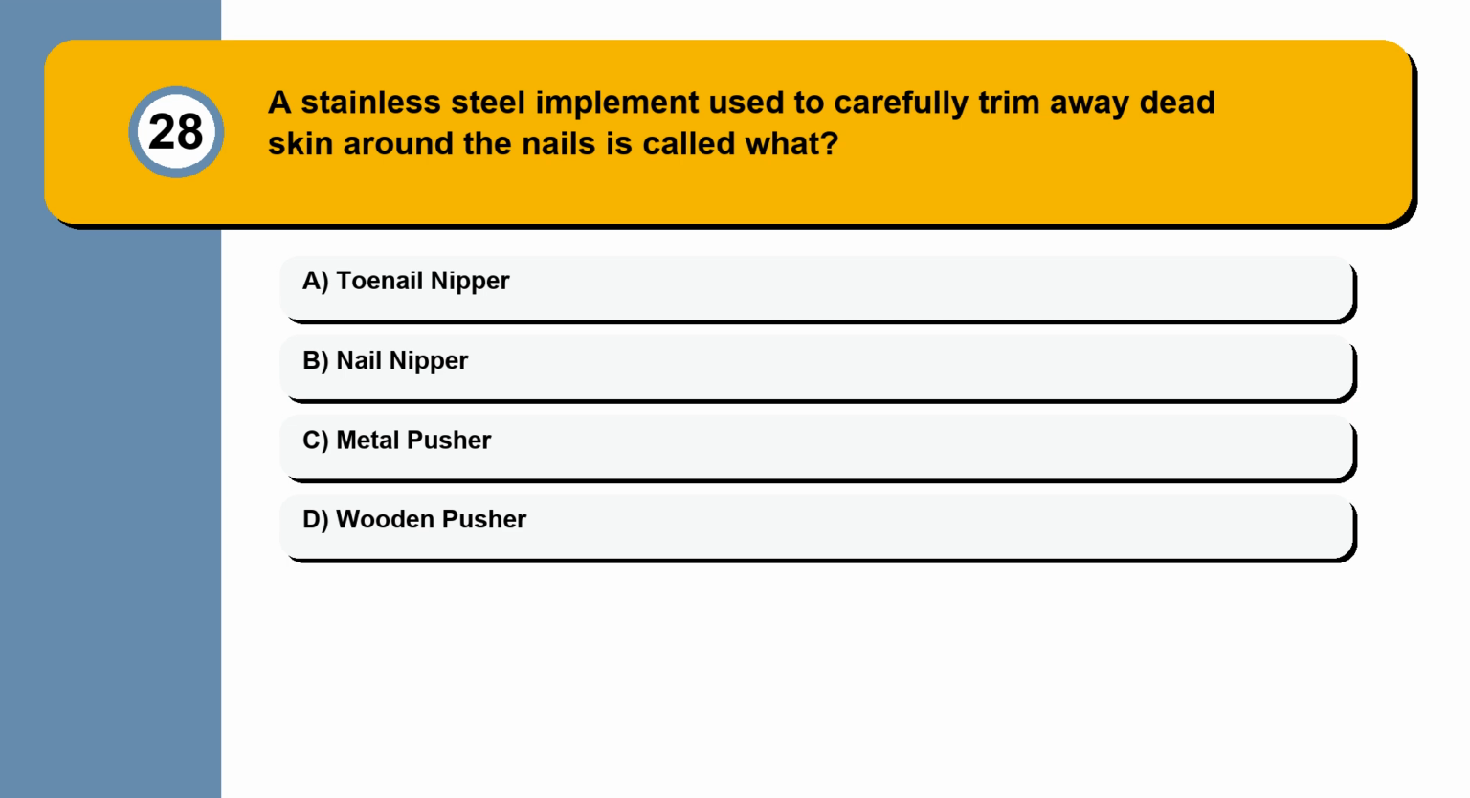Question 28. A stainless steel implement used to carefully trim away dead skin around the nails is called what? Toenail nipper, nail nipper, metal pusher, wooden pusher.